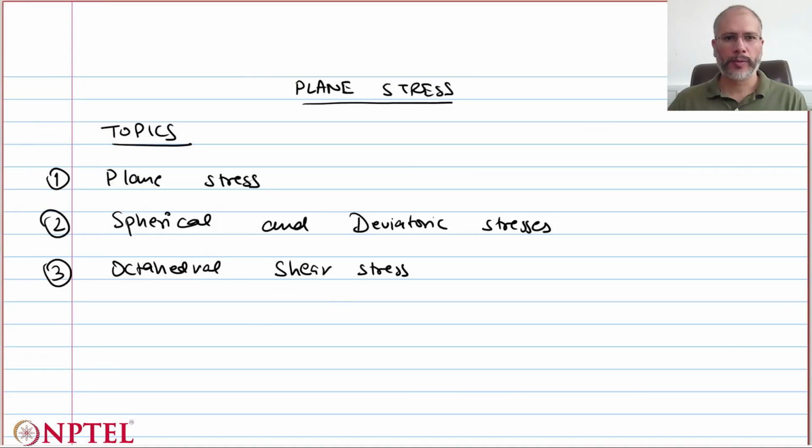So the topics for today's discussion are as follows. We'll be talking about plane stress to start with, which will cover most of the lecture today. Then we'll talk about splitting the stress tensor into its spherical part and the deviatoric parts. And finally, we'll end the lecture with a discussion on octahedral shear stress. So let us discuss plane stress first.